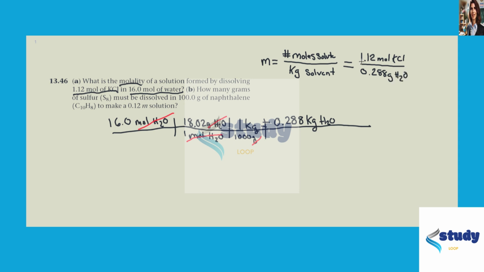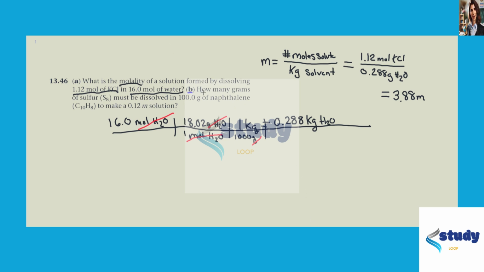So now we're just going to take our 1.2, divide that by 0.288 in our calculator, and let's see what we get. Perfect. We're going to come up with 3.88 molality. That's perfect. So we've solved one. We solved the molality of the solution. Now we're going to look at the second, part B.